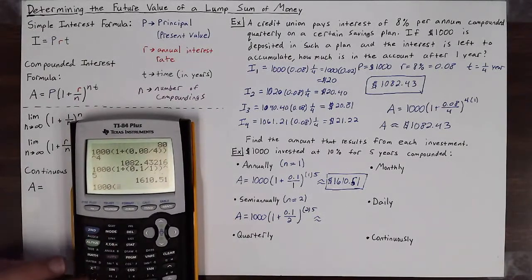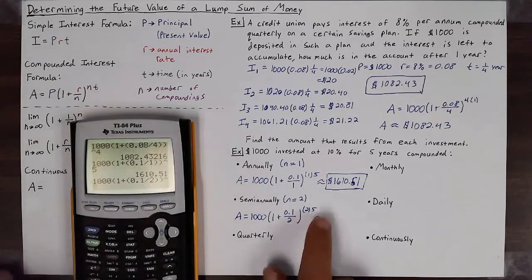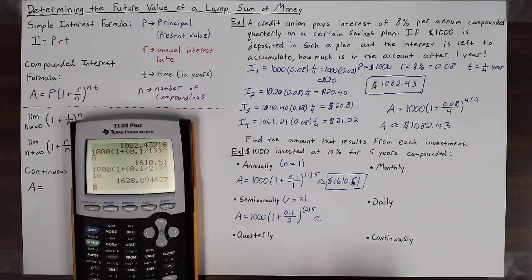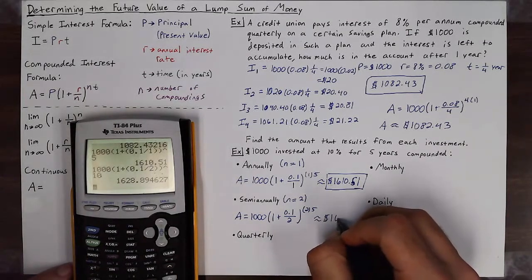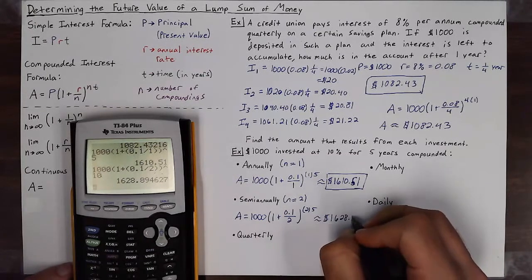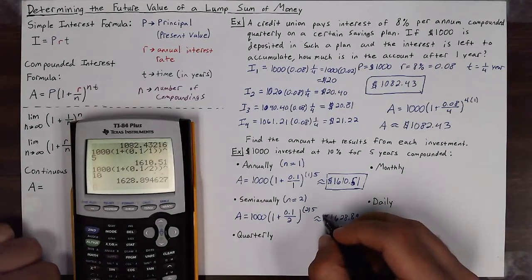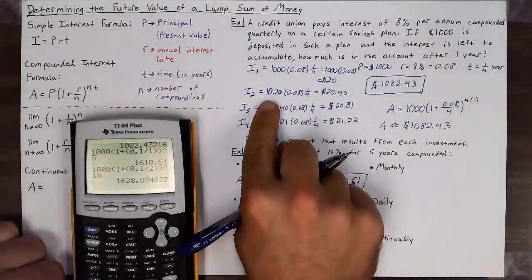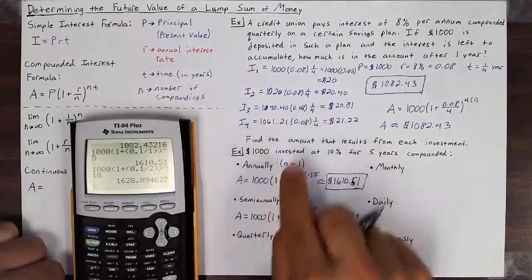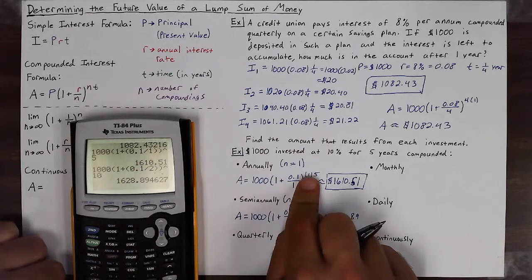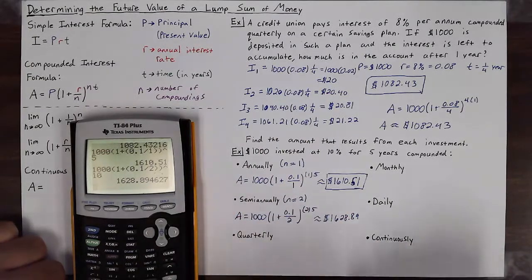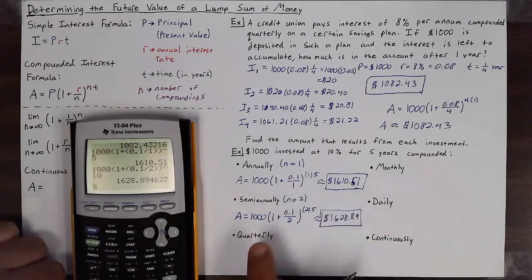which will give me approximately, let's calculate this, 1,000 times 1 plus 0.1 divided by 2, raised to the 2 times 5 power, which is 10. That gives me $1,628.89. So already you made more money by doing more compoundings within the period. That makes sense because you're taking that previous value and doing it again as it increases, while annually it would only increase every year. Semi-annually increases every half year. So see how much more money you make as we divide up our year.